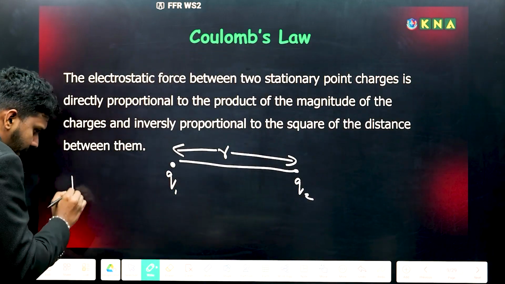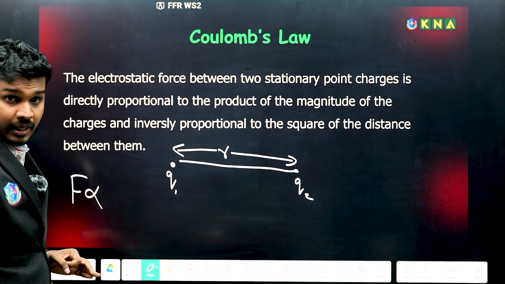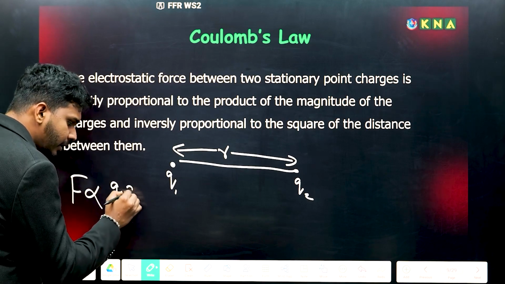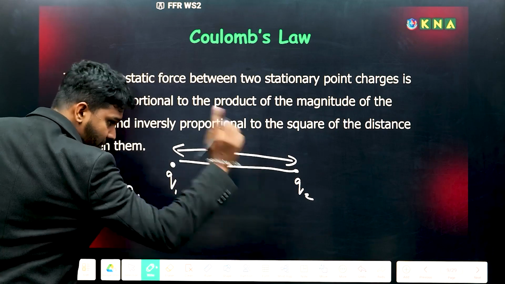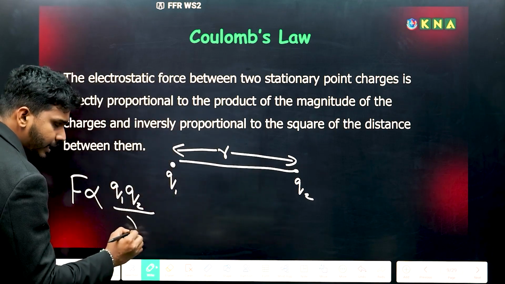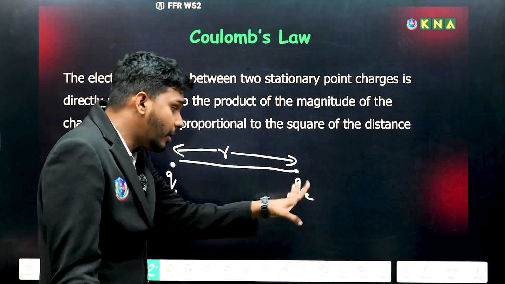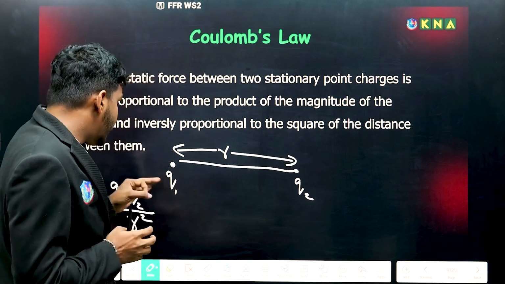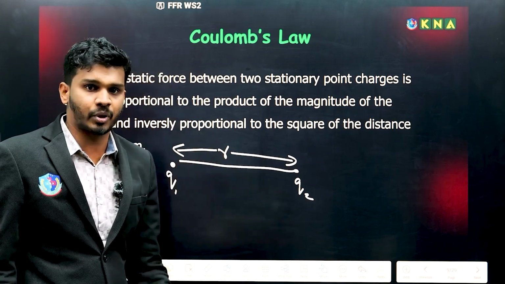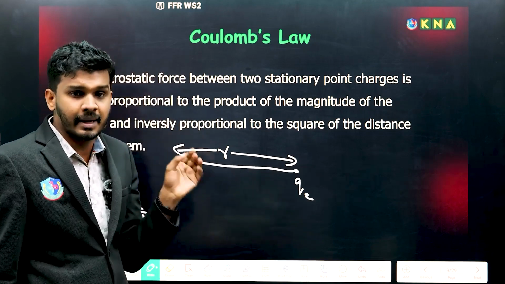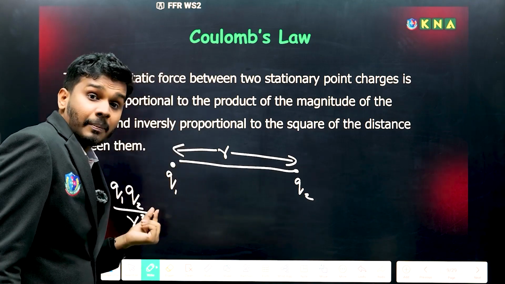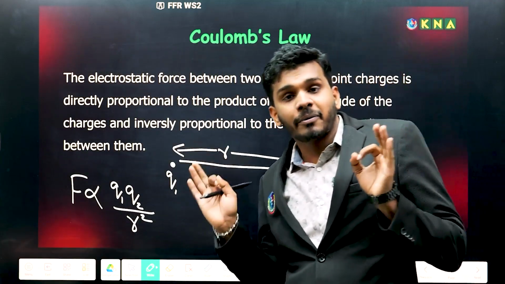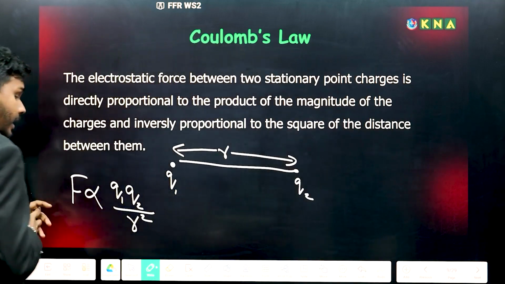The force between two charges is directly proportional to Q1 Q2, the product of the two charges, and inversely proportional to the square of the distance between the two charges. This is called Coulomb's law.